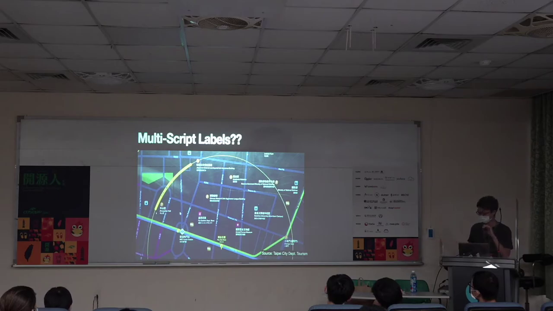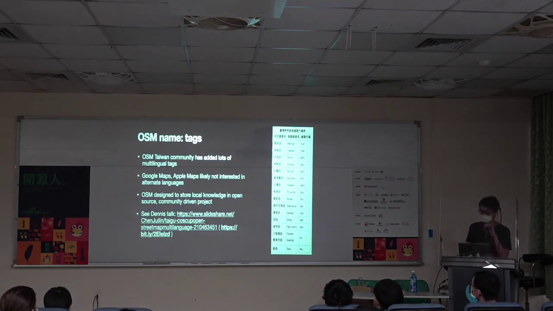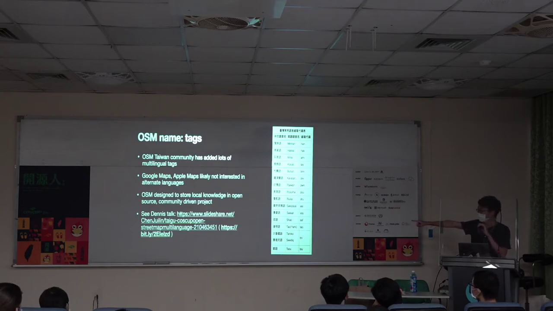on the client. So the OSM community in Taiwan has done a lot of work to add multilingual labels, specifically for Taiwanese or Taigi, and also for indigenous languages and Hakka. And this is a really good match for an open source project, because maps like Google and Apple are probably not interested in showing these languages, even though there's a lot of people that are interested in them. And I added a link to Dennis's talk from last year, where he talks in more detail about adding this data to OSM.